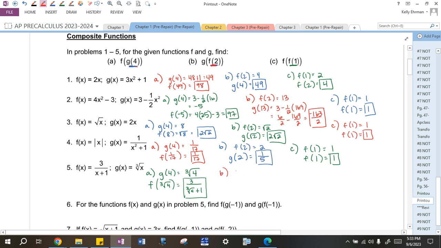Okay, for b, we start with f of 2. When you plug 2 in, you get 3 over 3, which is 1. And then find g of that answer, so g of 1. Cube root of 1 is 1. And final one in this section, f of 1 is 3 over 2. F of that answer is 3 over 2 plus 1. That's 3 over 2 plus 2 over 2. That's 3 times 2 over 5. That's 6 over 5.